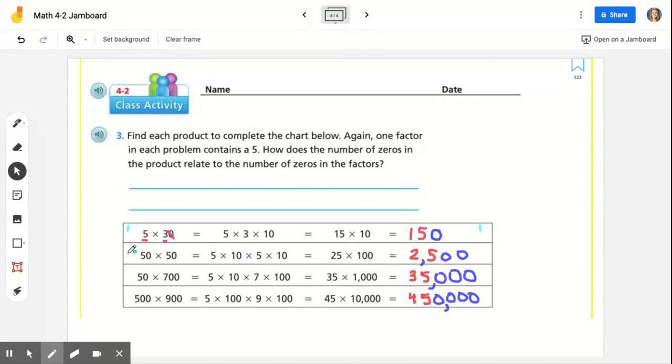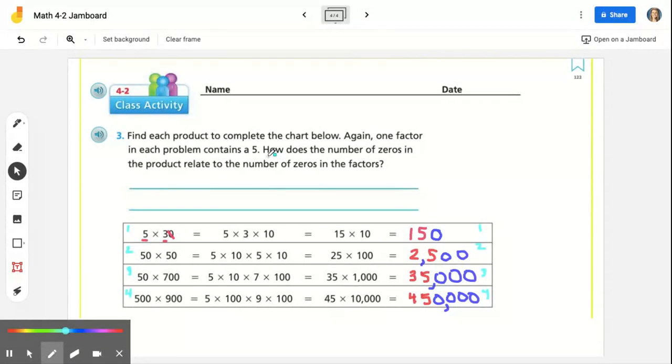How many zeros are in the factors? How many zeros are in the products? And write the numbers nice and small next to them. Okay, so for the second one, 50 times 50, there's 2 zeros in the factors, and there's 2 zeros in our answer of 2,500. 50 times 700, 3 zeros in our factors. Answer is 35,000, 3 zeros in our product. And 500 times 900, 4 zeros in our factors, and 4 zeros in our answer of 450,000. Does yours look like mine? Did you get that as well?